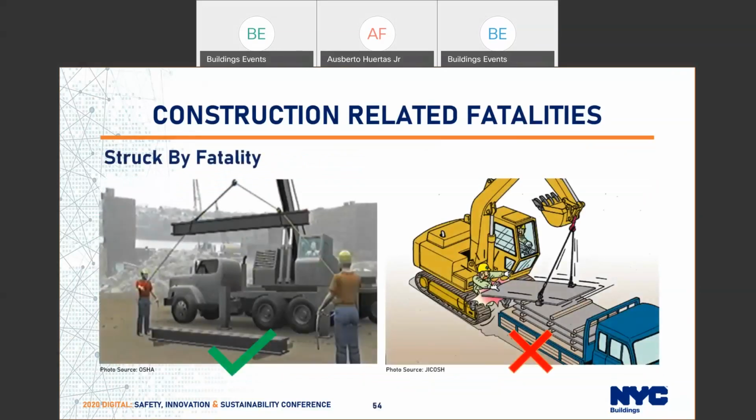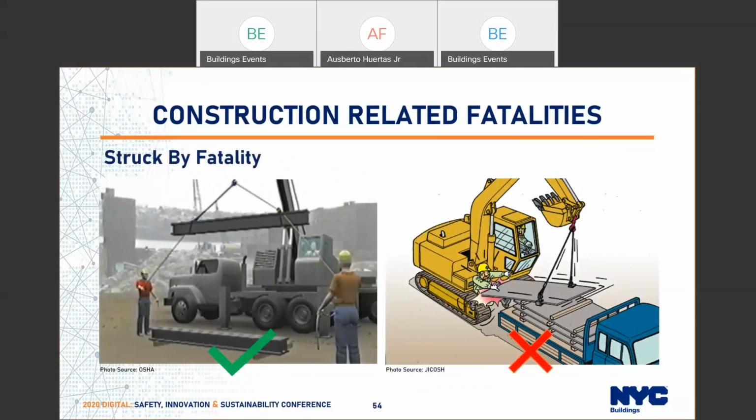This picture on the left shows the correct method of loading and moving materials. The load is evenly distributed, and there are dedicated workers guiding the moving material. The workers are away from the load and not underneath the load. No other workers are in the picking area.